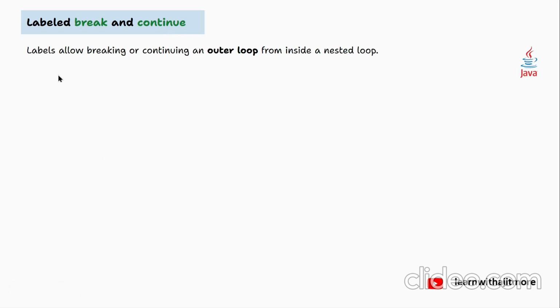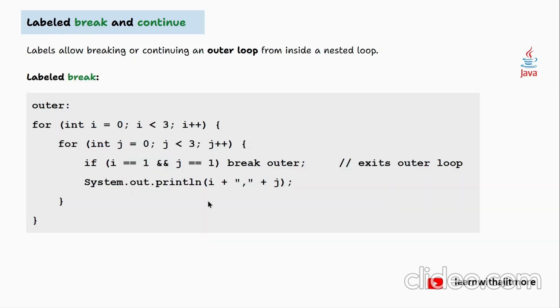See here. Labels allow breaking or continuing an outer loop from inside a nested loop. Like you are within an inner loop, a loop within a loop, and then you want to directly come to the outer loop, or you want to directly terminate the outer loop, then the break with label is very much useful. Okay, so labeled break, one example I'll show you. You can trace this example. Let's see whether you are able to trace it or not.